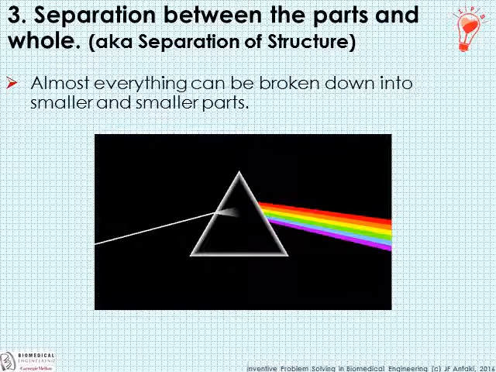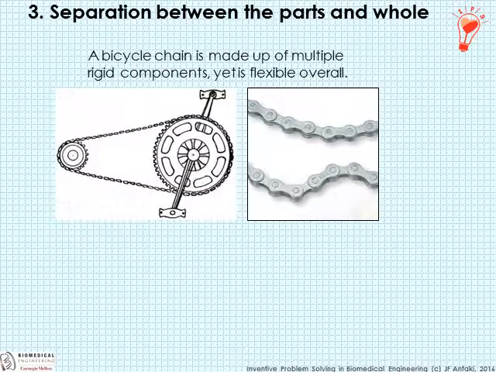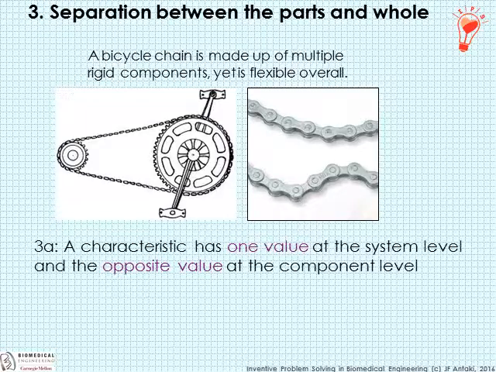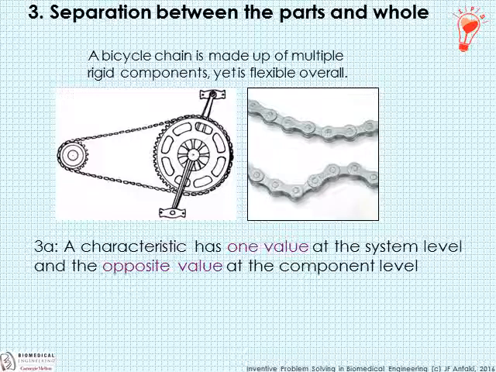Here's a classic illustration of separation between parts and the whole. A bicycle chain. If you think about it, it needs to be stiff in the longitudinal direction so as to convey tension and hence torque, but on the other hand, it needs to be flexible in the perpendicular direction so that it can go around the various sprockets. This is a subtype of separation principle 3, wherein a characteristic has one value at the system level and an opposite value at the component level.